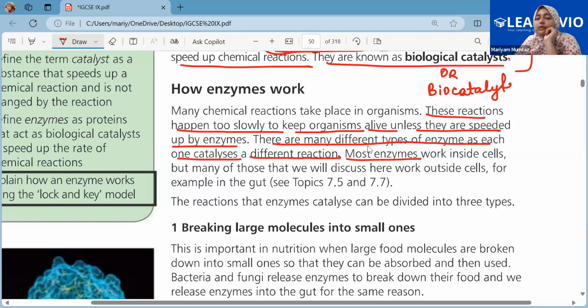Most enzymes work inside cells, but many of those that we will discuss here work outside cells, for example, in the gut. So the enzymes that we are going to discuss in this chapter work outside the cell, but the maximum of the enzymes work inside the cell. Clear? Yeah. All right.